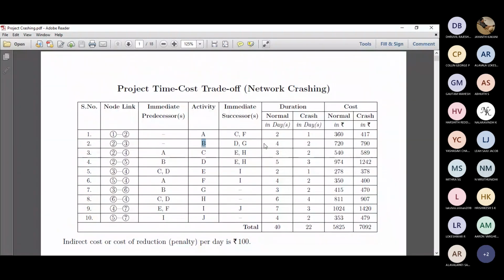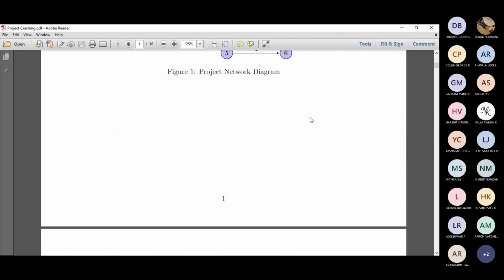Activity B has 4 days in the normal duration, whereas 2 days in the crash duration. And this 4 days can be converted into 2 days, so 4 minus 2 is the delta T, or delta duration. So we can compress B by a maximum of 2 days: 4 days initially can be converted from 4 to 3, which is 1 day, and 3 to 2, which is 2 days. So we can compress that by 2 days.